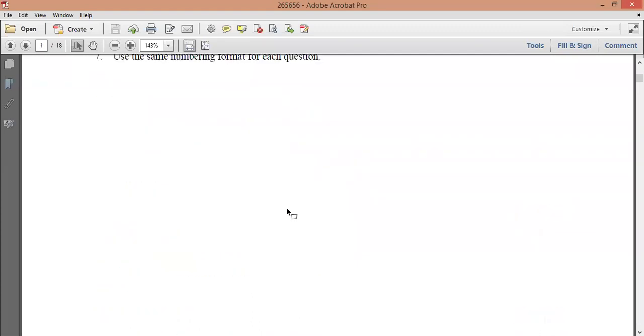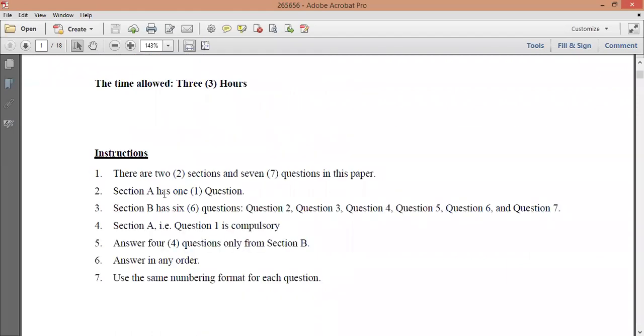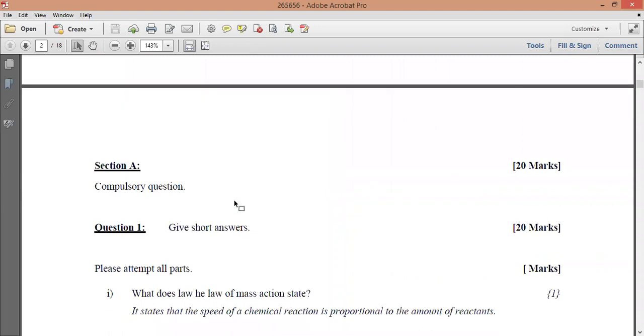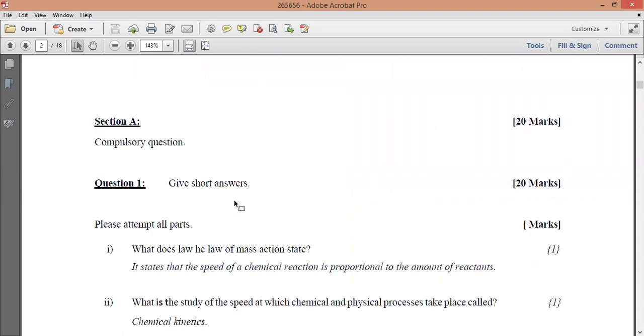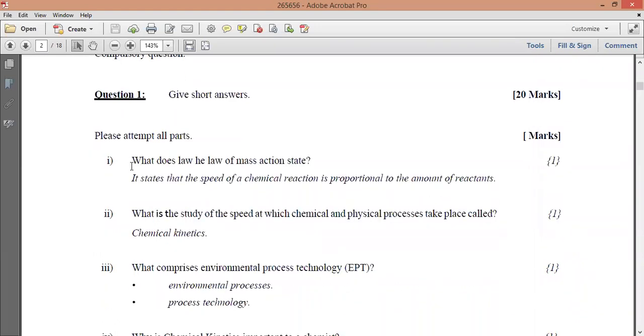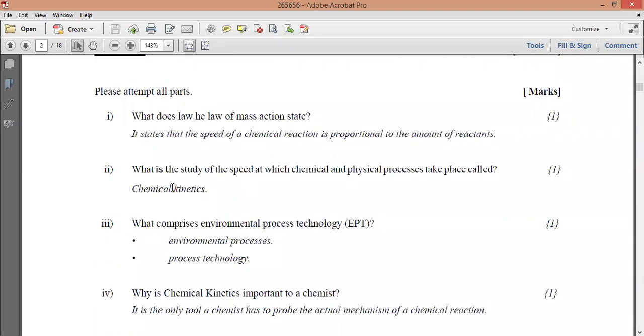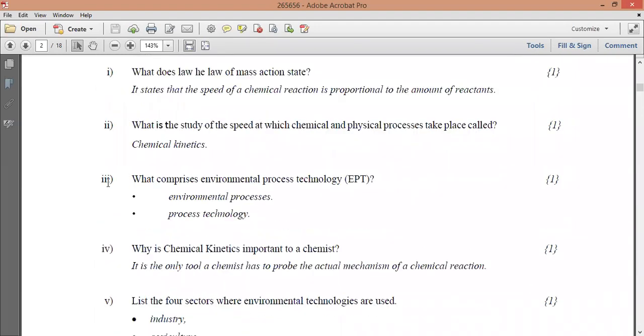So in this particular paper, there was only 1 question that has theory questions, and it was carrying 20 marks. This is section A. From what we've covered today, you're actually able to attempt some of these questions. So the law of mass action, this one, not this one, but 3. Are you able to see 3? Question 3 here.